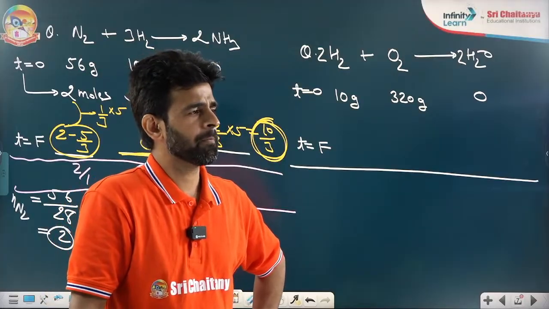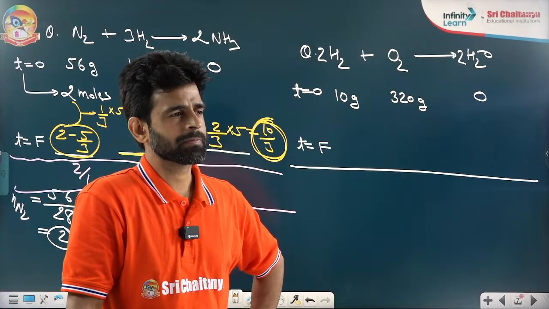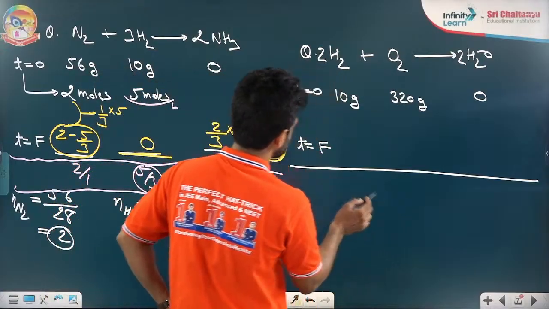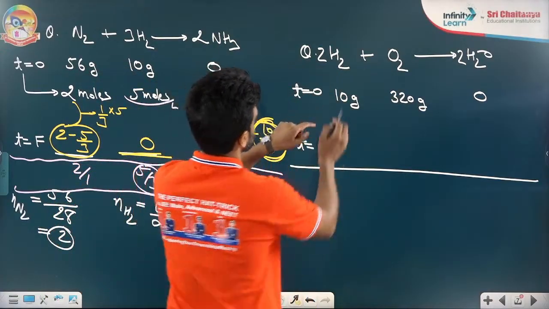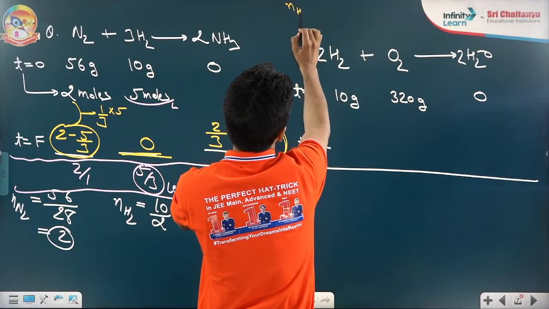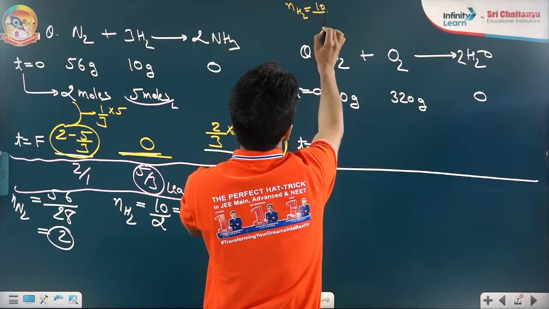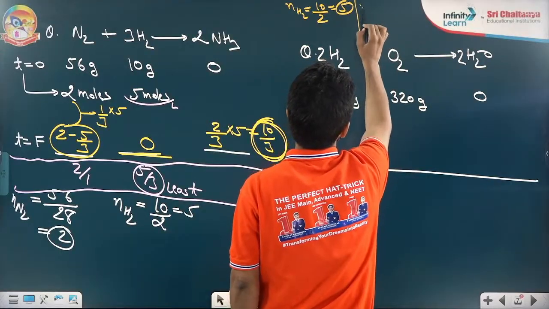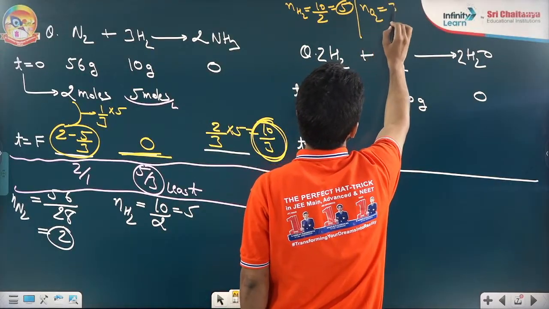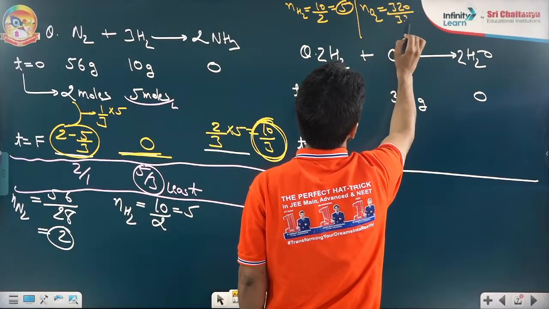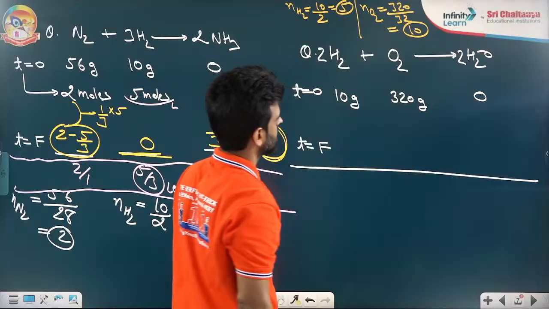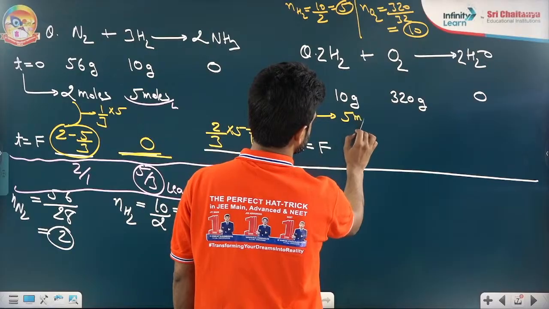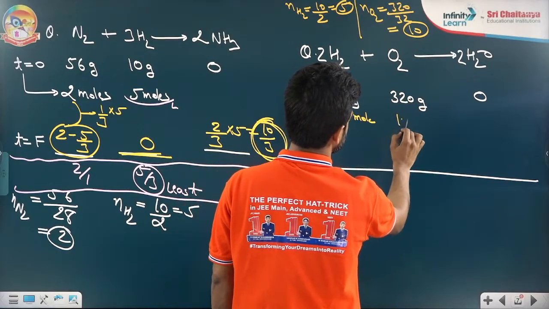Yes, let us get the moles. How do we get the moles? I want to get the moles of H2: 10 divided by 2, so 5 moles of H2. How many moles of O2? 320 gram divided by 32, so 10 moles. So I can say clearly from here, at time 0, they gave me 5 mole of H2 and 10 mole of O2.